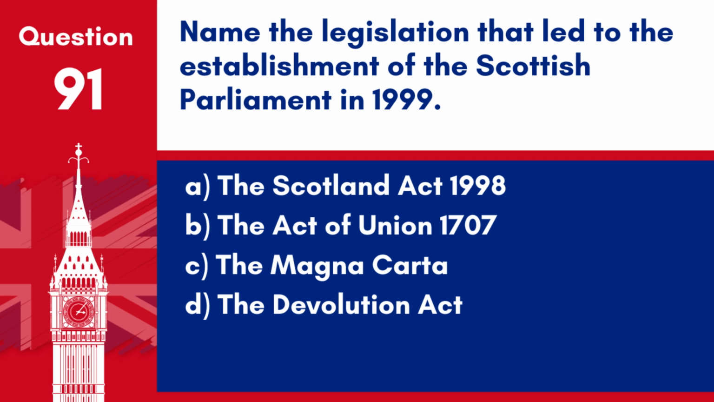Question 91. Name the legislation that led to the establishment of the Scottish Parliament in 1999. A. The Scotland Act 1998. B. The Act of Union 1707. C. The Magna Carta. D. The Devolution Act. Answer: A. The Scotland Act 1998. The Scotland Act 1998 led to the establishment of the Scottish Parliament in 1999, granting Scotland a degree of legislative autonomy.